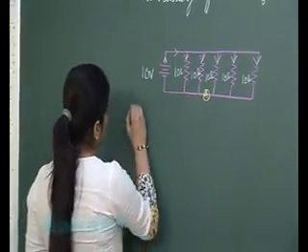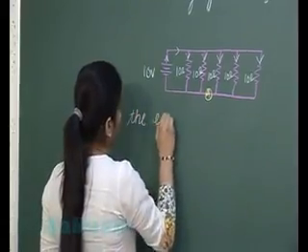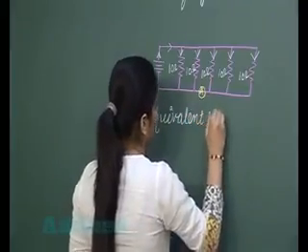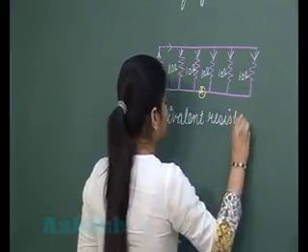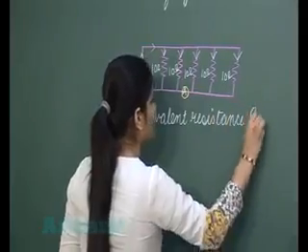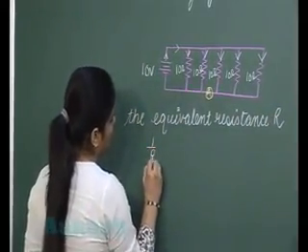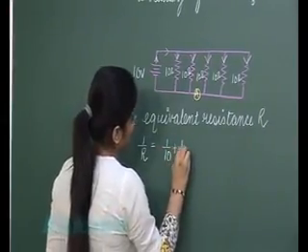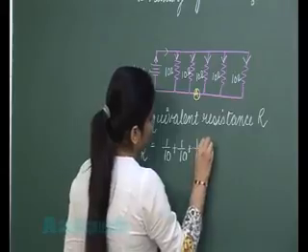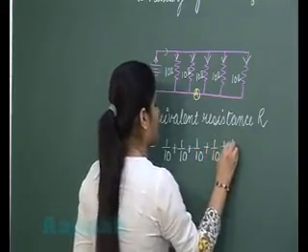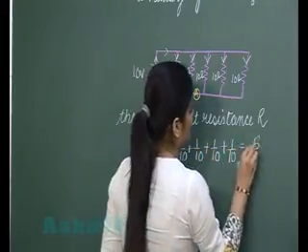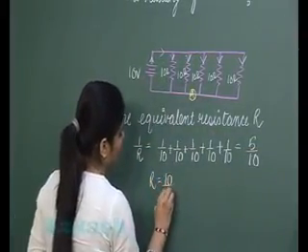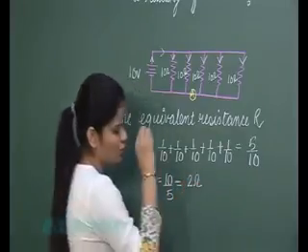So student, now we can find out the value of the equivalent resistance R. 1 by R is equal to 1 by 10 plus 1 by 10 plus 1 by 10 plus 1 by 10 plus 1 by 10, which is 5 by 10. So R comes out to be 10 by 5, which is 2 ohm.